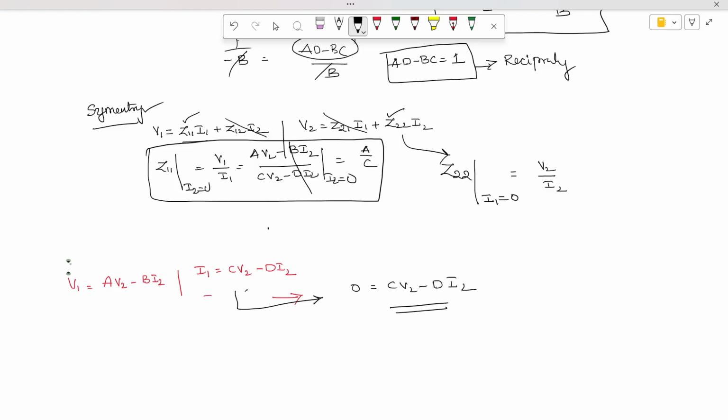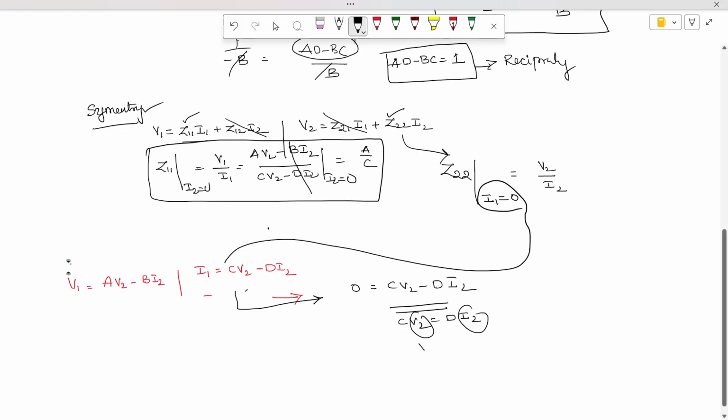So here we can directly get the relation. Just substitute I1 equal to 0 in this expression, there is nothing to substitute here. So I1 is equal to 0, that is CV2 minus D I2. CV2 is equal to D into I2. We require the ratio of V2 by I2, so bring I2 to the denominator. That is nothing but D by C, so V2 by I2 is equal to D by C.